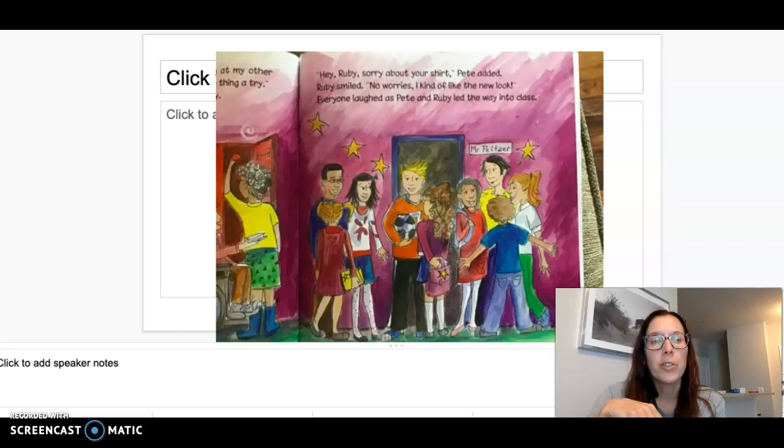Now, we don't want to support bad behavior, but sometimes those people that are choosing bad behavior need to see that there are good things in the world. There are good people. All right, that is the end of the book.